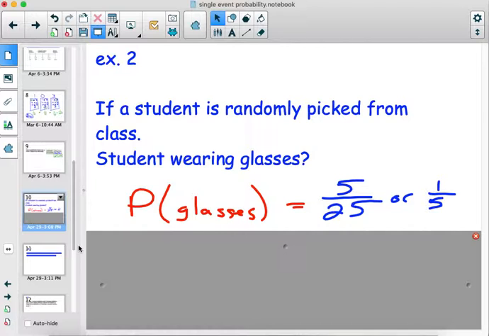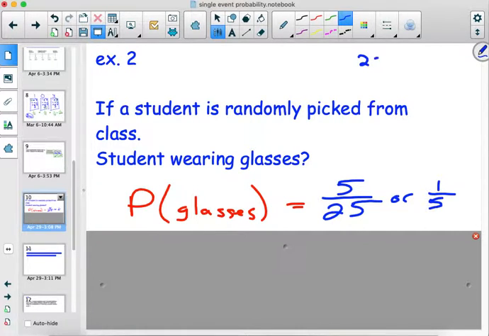What if I flipped it around? What if I said, what's the probability of a kid not wearing glasses? James, it can't be 20. Probability has to be under 1. Say again? 25 out of 5. Okay, let's break that down. 25 out of 5 equals 5. Can your probability be over 1? No.